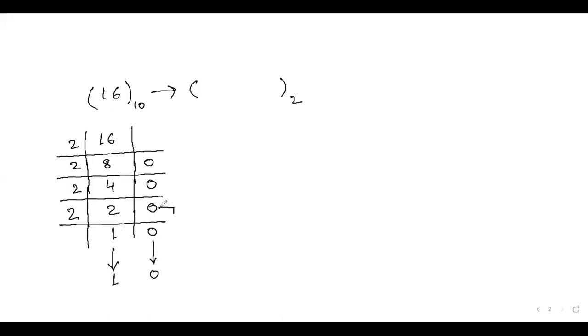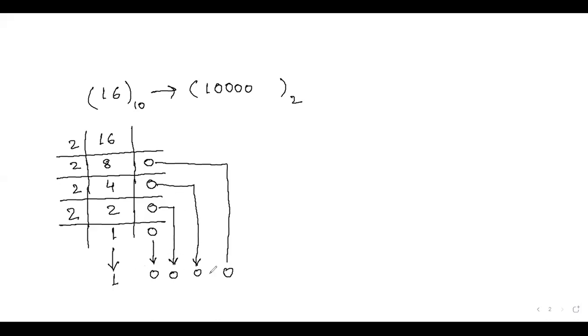So we have the result as 1 0 0 0 0. So what we can see here is that we have the number 1 0 0 0 0. Okay, so this is the binary representation of 16.